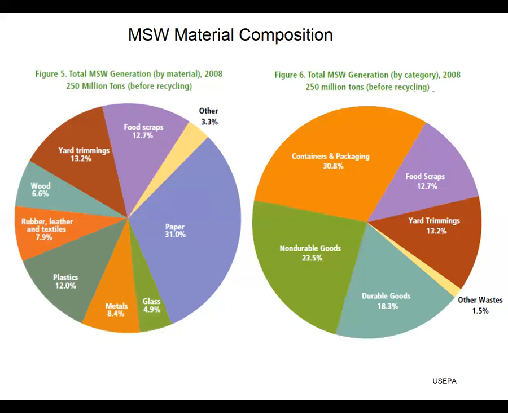The pie chart on the left is what most people think of in regards to waste composition. The pie chart on the right is looking at the same waste stream, but through a different lens. If we just look at packaging by weight, it is over 30% of the waste stream.